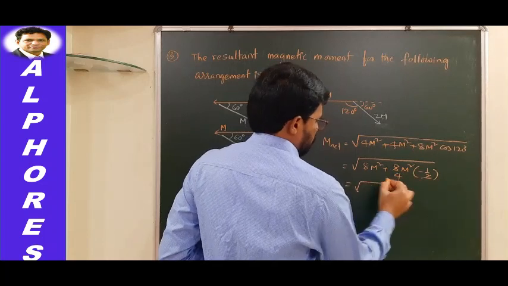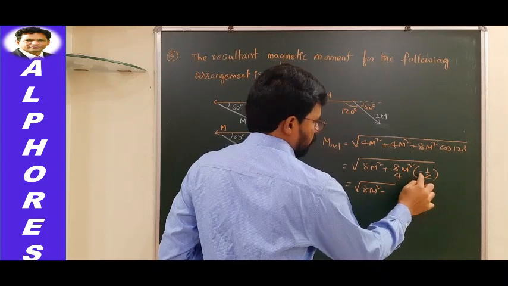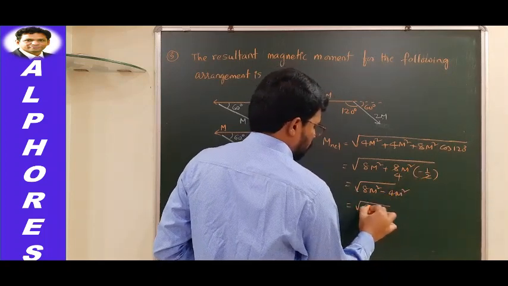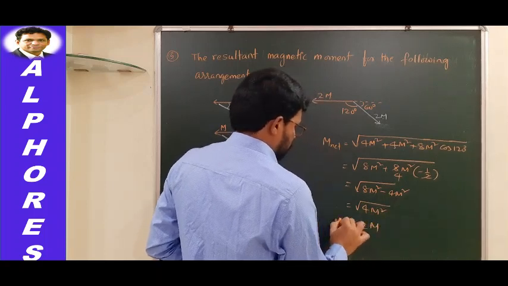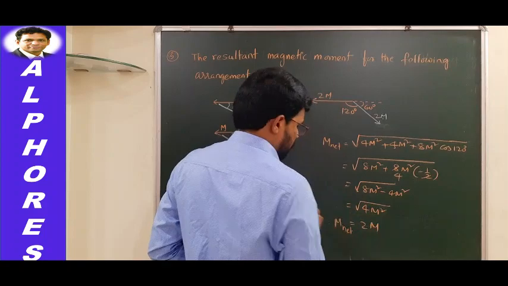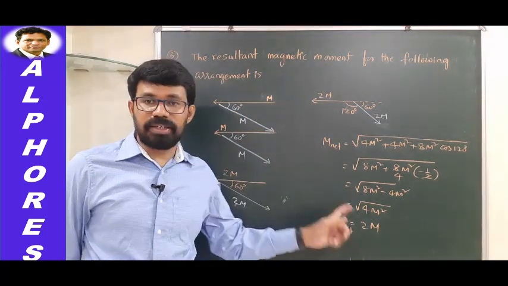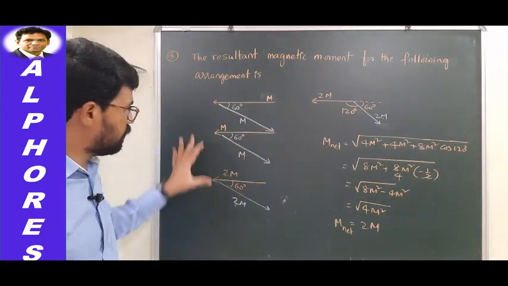4 times 2 is 8. So what you will have? 8m square minus, because one minus sign is here, 4m square. So finally you are ended up with 4m square. So the conclusion will be 2m. So this is the net value magnitude. Okay, net magnitude of magnetic moment is how much? 2m. Okay, so that's how these things can be handled.